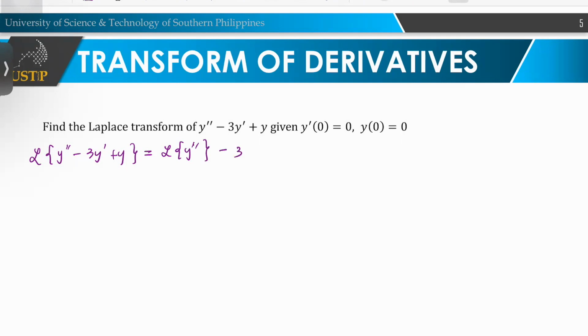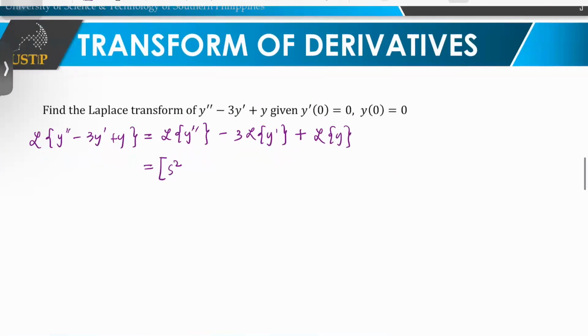minus 3. Again, ang constant, pwede ni mo ipakilid, times the Laplace transform of y prime plus the Laplace transform of y. Okay? So, recall, the Laplace transform of y double prime is equivalent to s squared Laplace transform of y minus s y of 0 minus y prime of 0. Okay, mao na siya ang Laplace transform of y double prime.